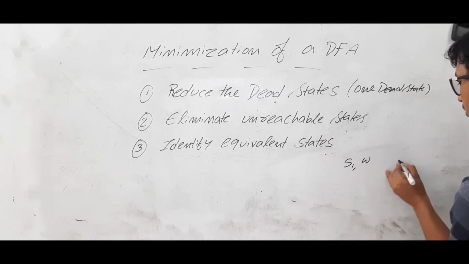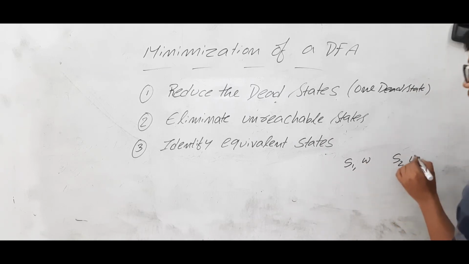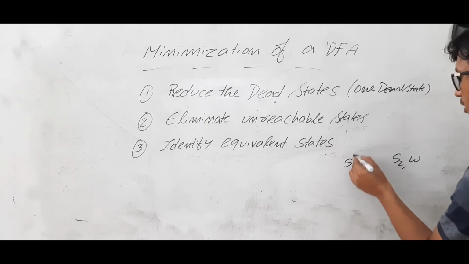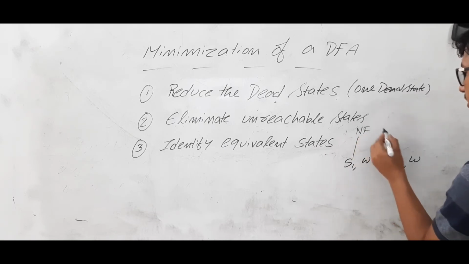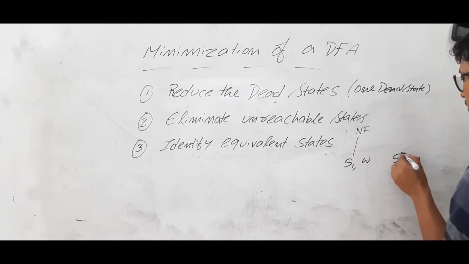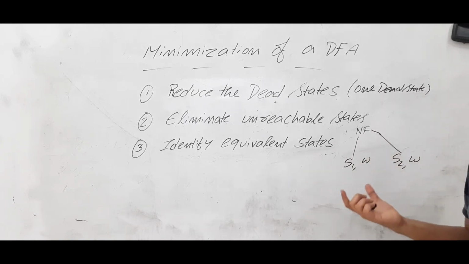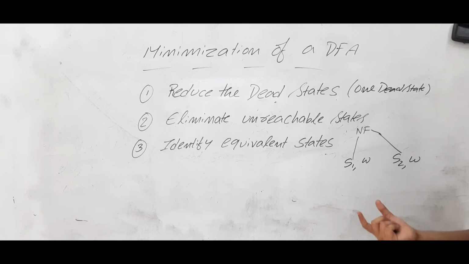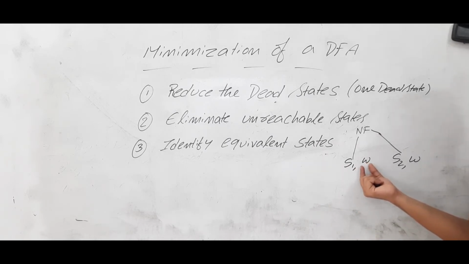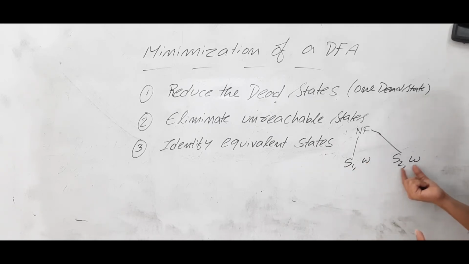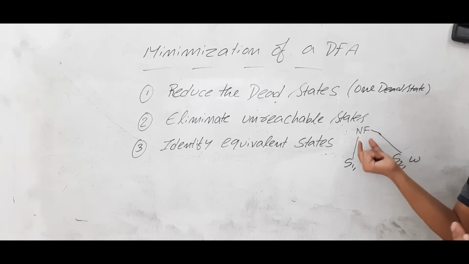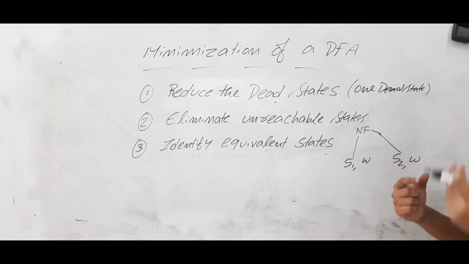S1 on W, S2 on W. S1 on W is going to a non-final state and S2 on W is going to some non-final state. Then, as we just discussed, they are equivalent. Is it clear? S1 on W, some alphabet W, S2 on W, if they are going to non-final states, we will call them equivalent.